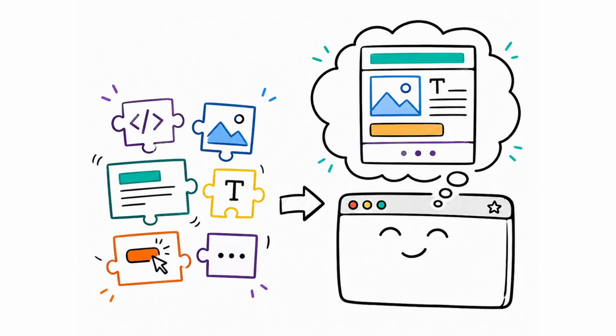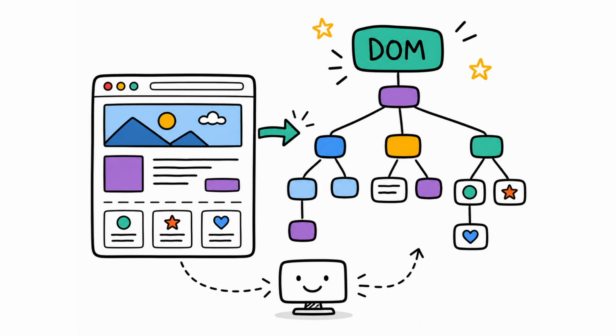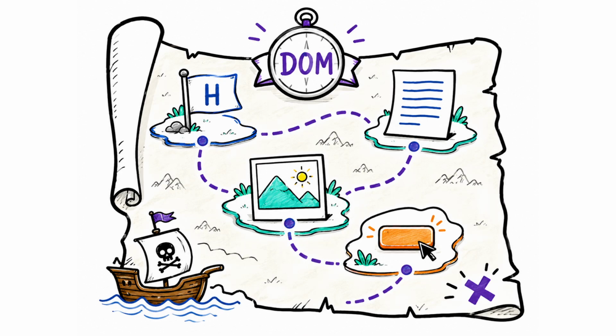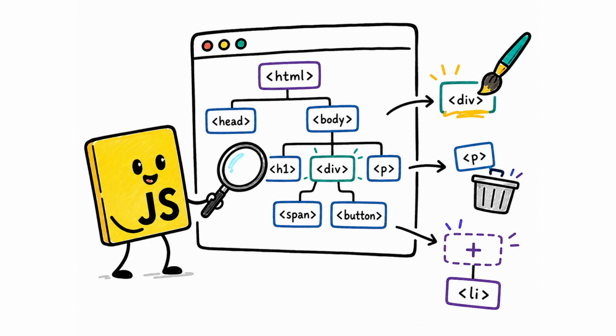It uses that information to create an internal representation of the page. This representation is called the Document Object Model, or more commonly, the DOM. You can imagine the DOM as a map of everything currently inside the page. JavaScript can use that map to find elements, change them, remove them, and create entirely new ones.